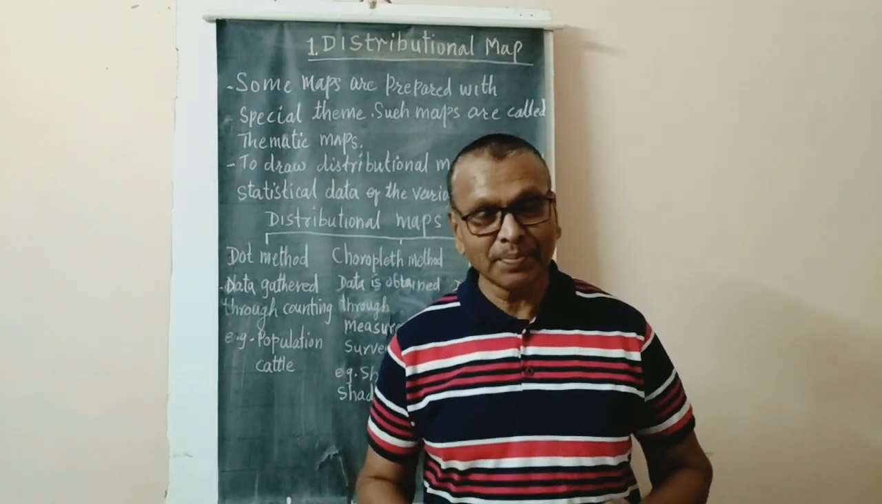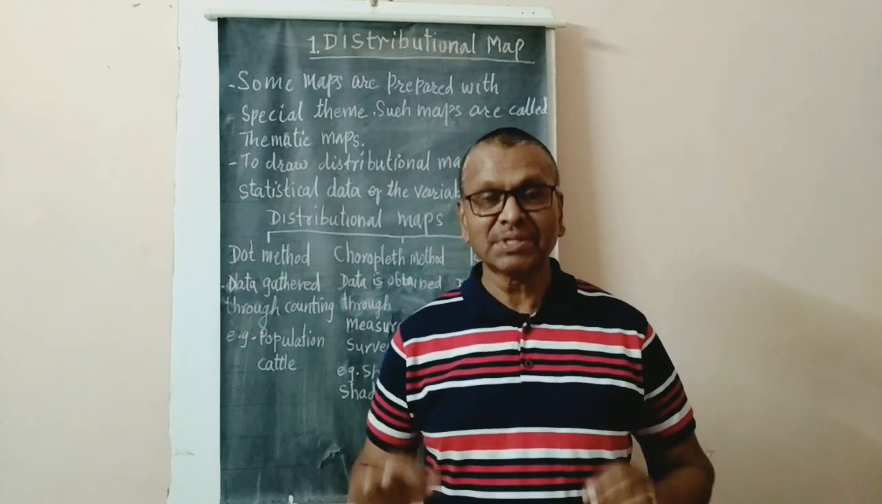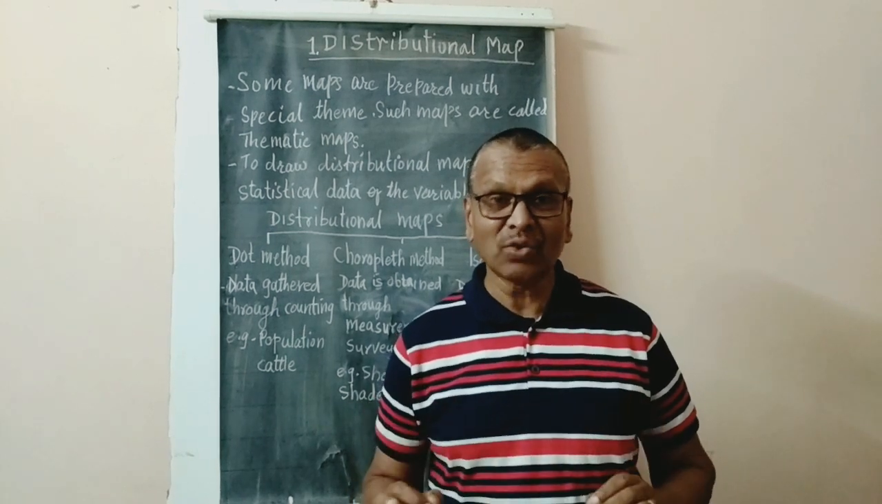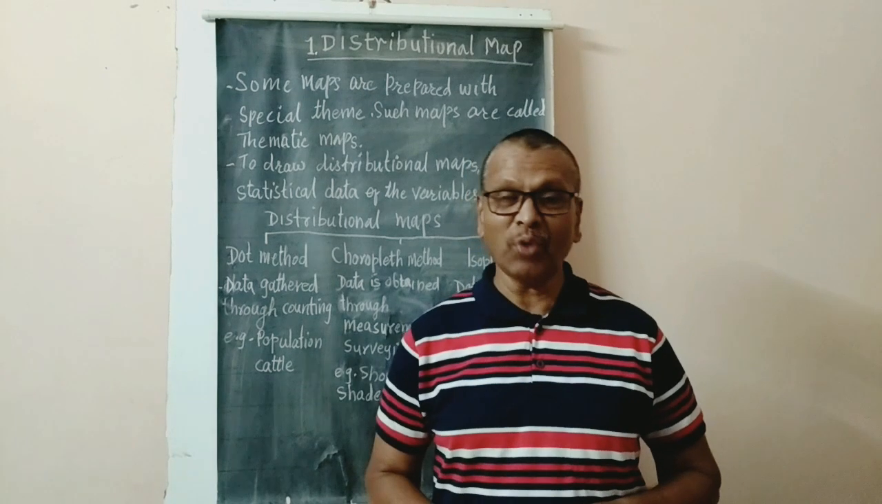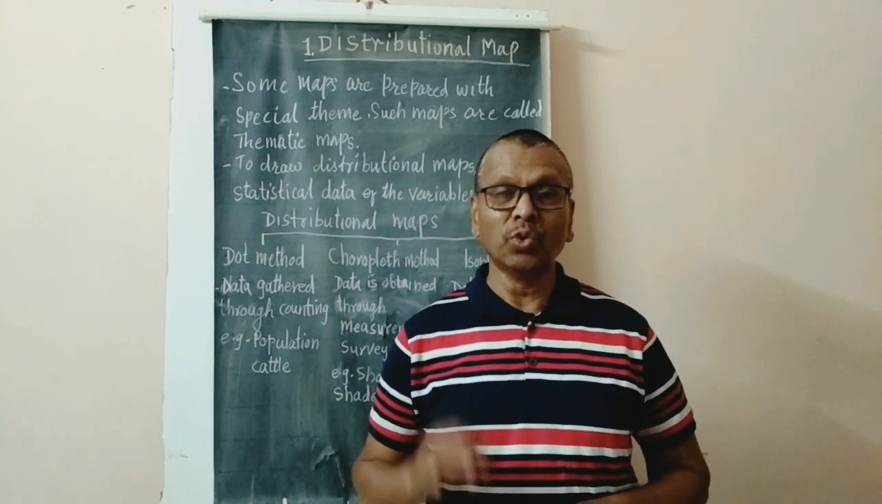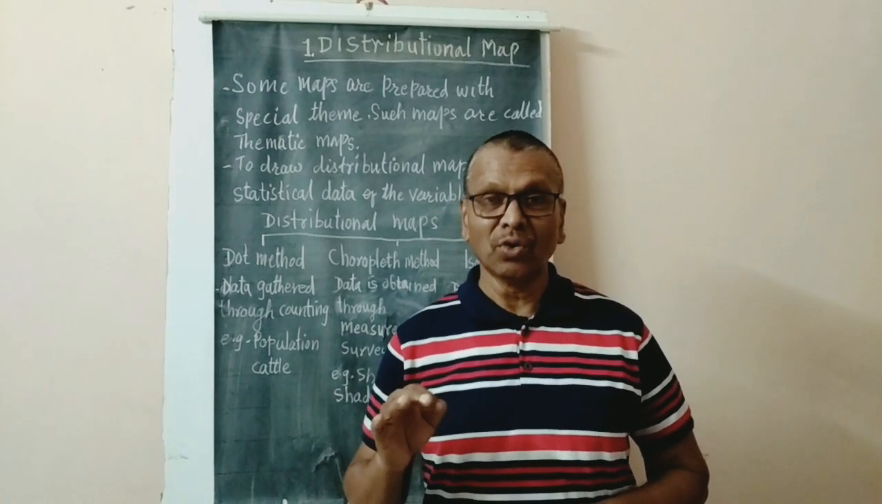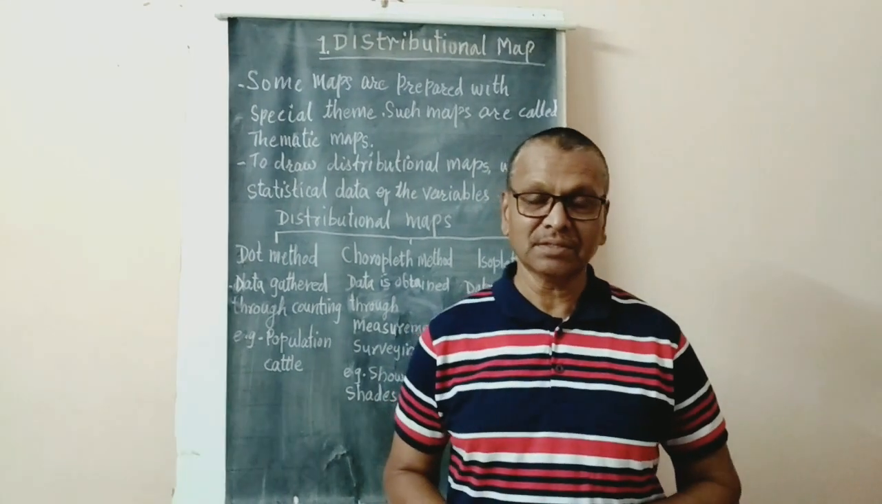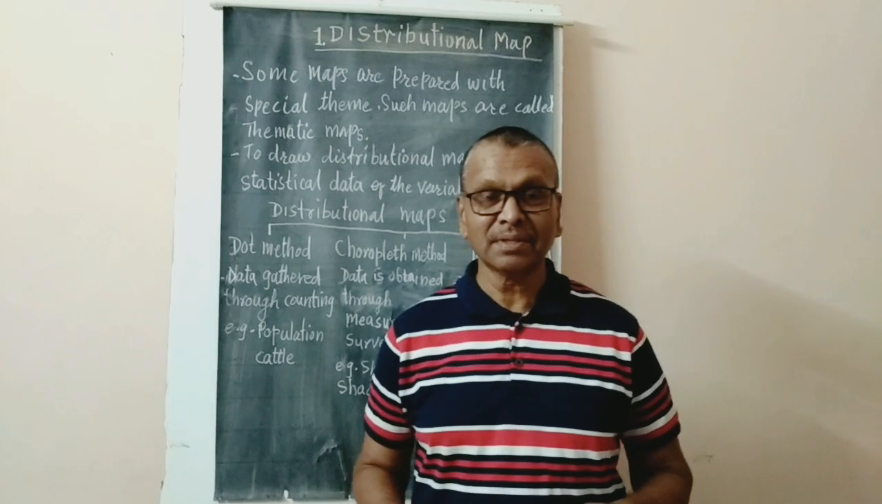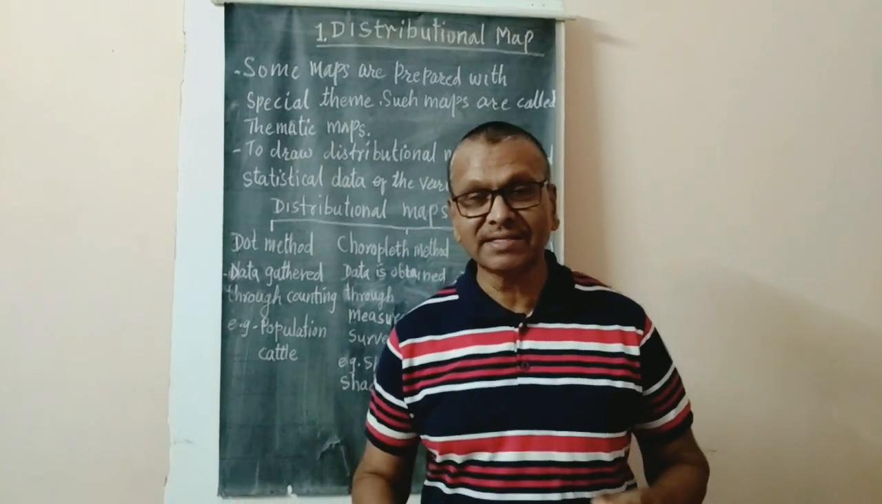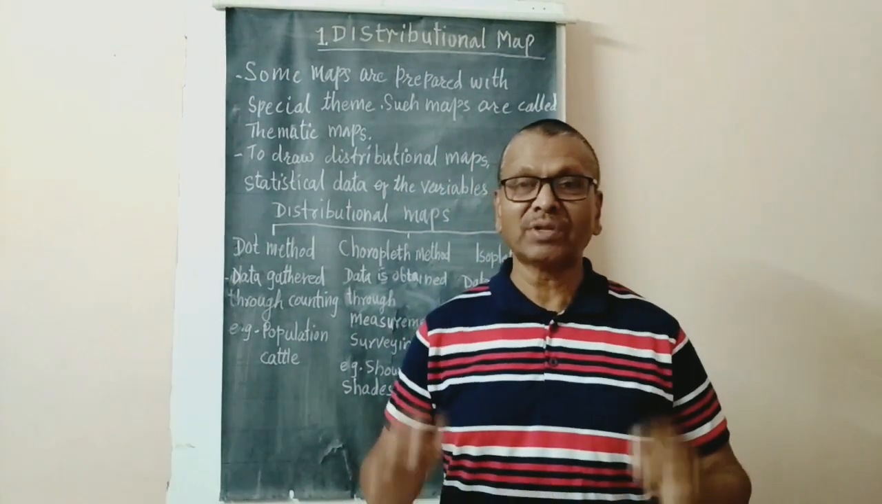So maps play a vital role in humans' life. They are very important to trace out the location of a place. And therefore, maps give us exact detail about that place.